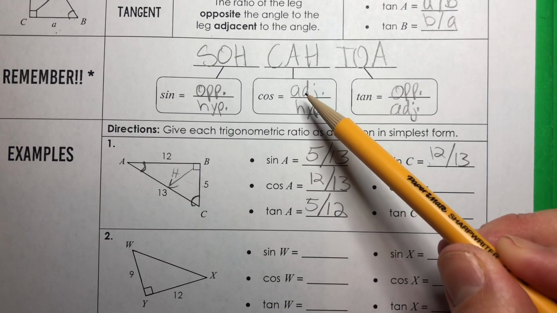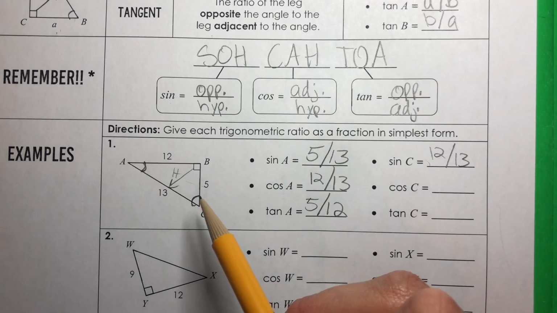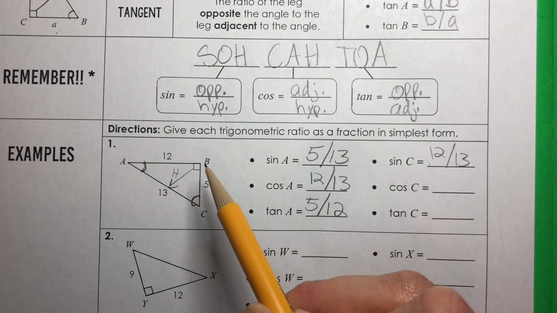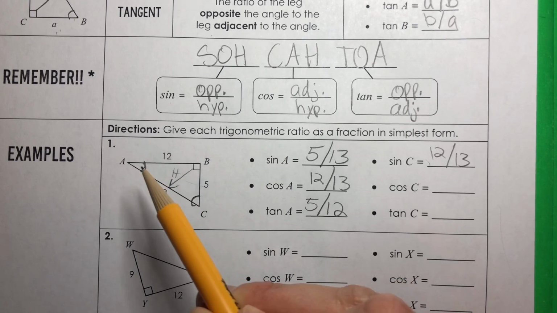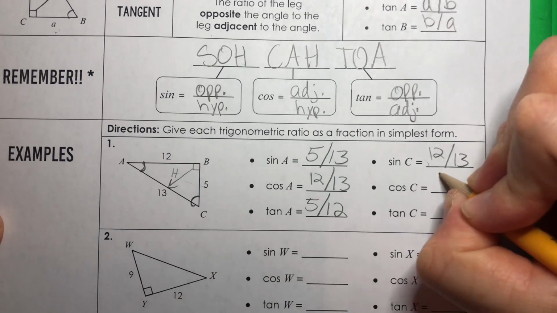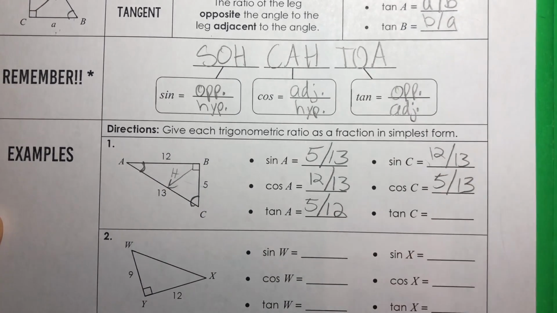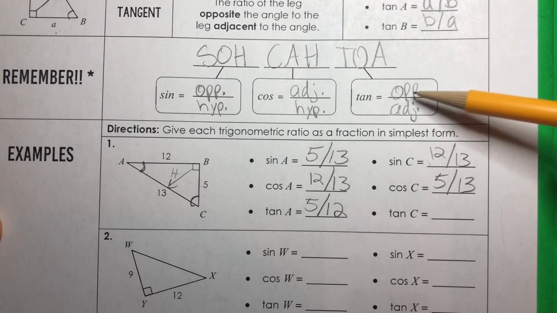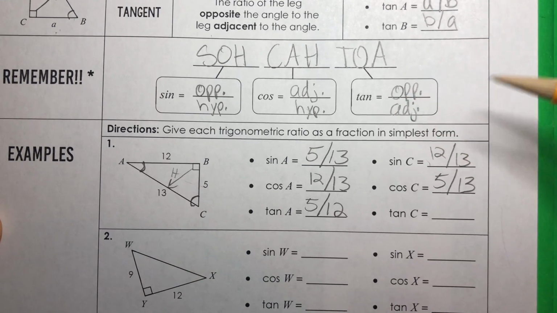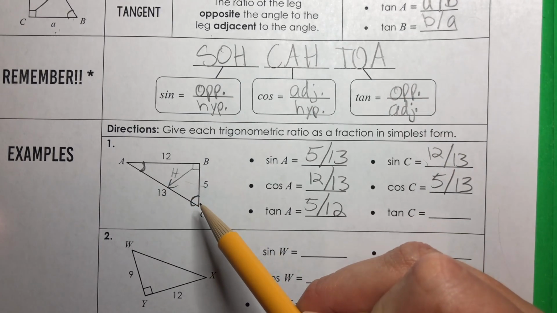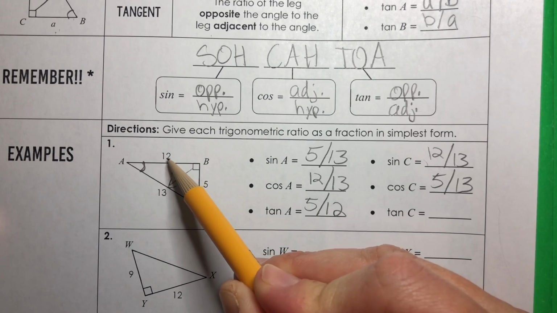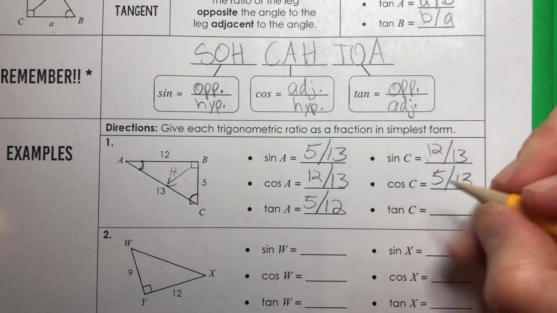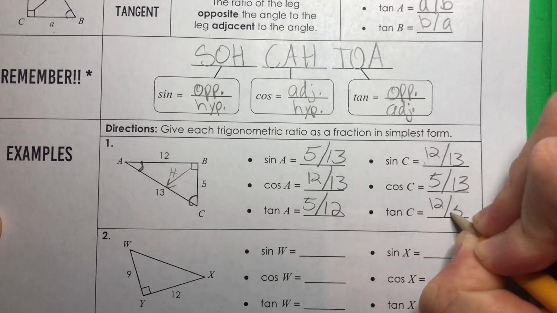Cosine is the adjacent leg over the hypotenuse. So what's adjacent to angle C? Well, the leg that's adjacent to it is the 5. The hypotenuse, again, 13. So 5 to 13. And tangent is the opposite leg over the adjacent leg. So the opposite leg from angle C is the 12, and the adjacent is the 5. So it's a ratio of 12 to 5.